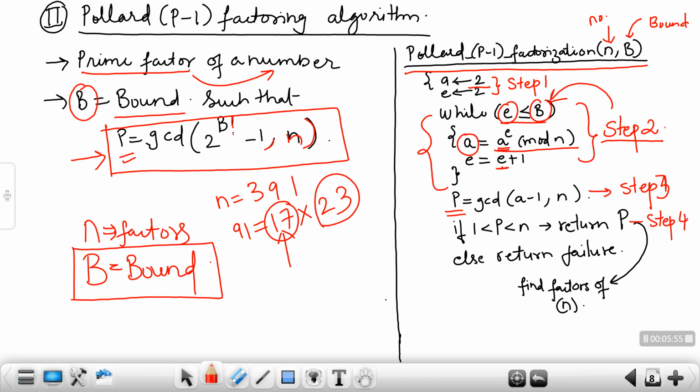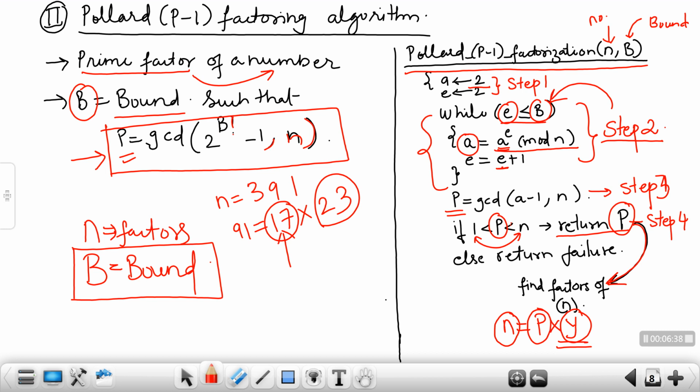In step number 4, what are you doing? If your P value lies in between 1 and n, then I'm going to return this P. And then I'm going to find out the factors of n. How I will calculate factors of n is: your n will be one factor that we have already calculated, that is P, multiplied by another factor, that will be y. We need to calculate this. So we have the value of n with us, we have the value of P with us, which is one of the prime factors that has been calculated using Pollard p minus 1. I can easily calculate the value of y.